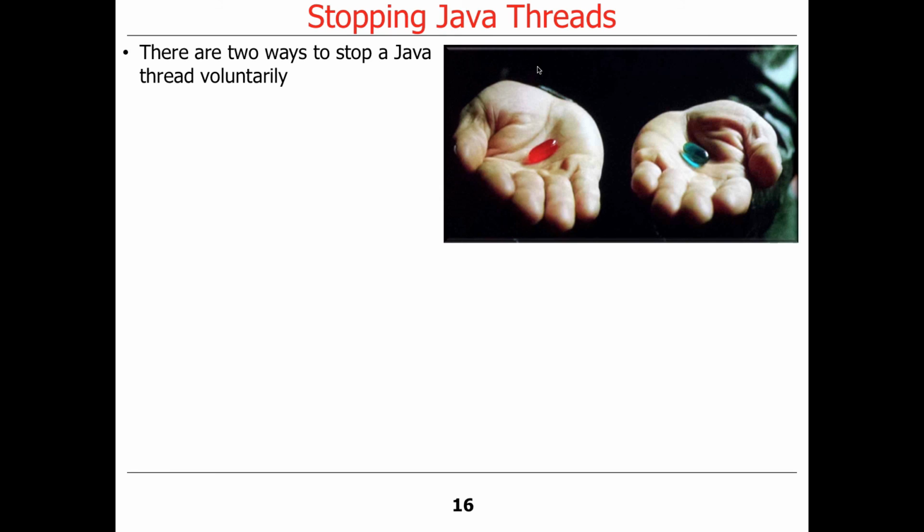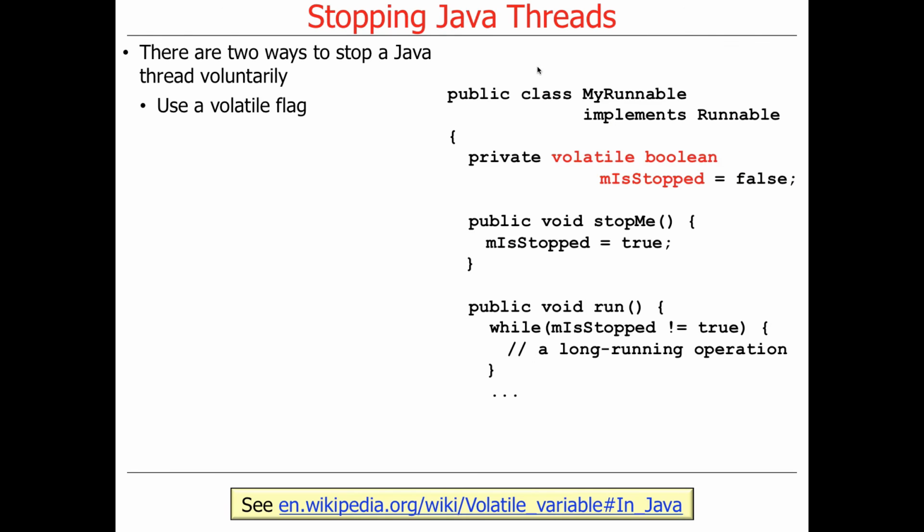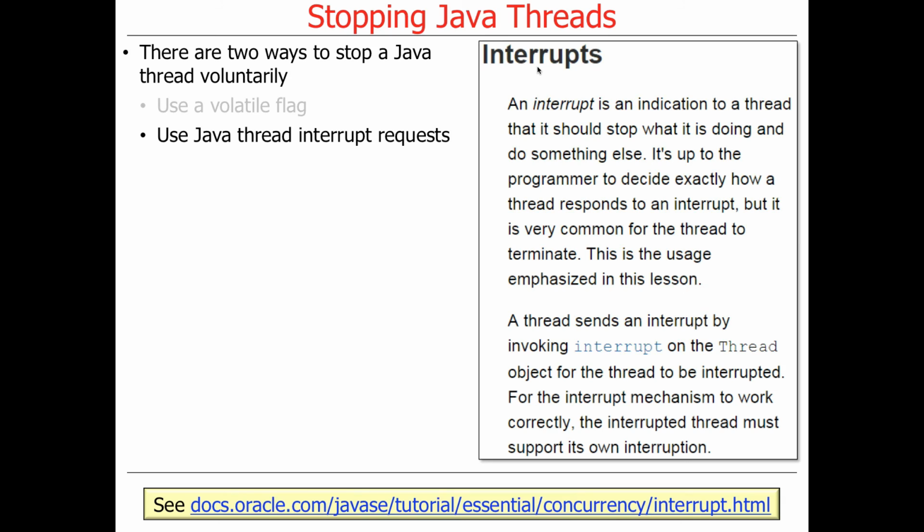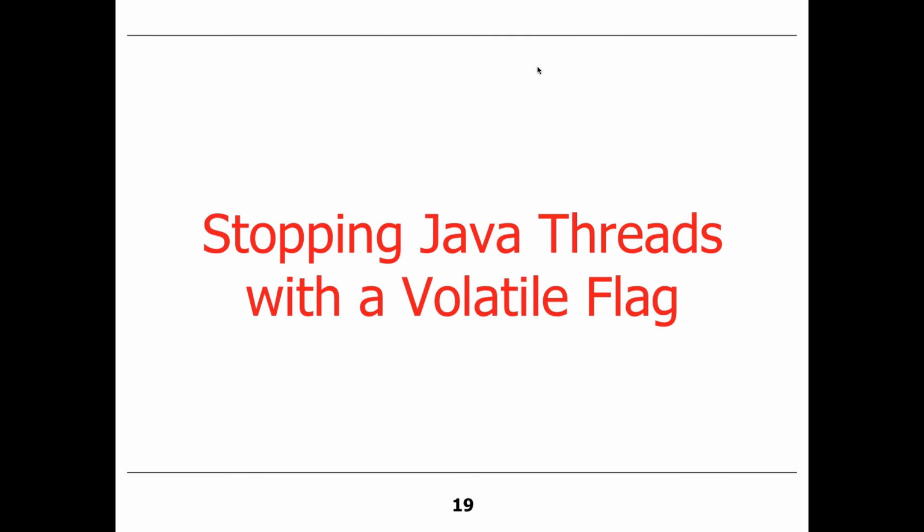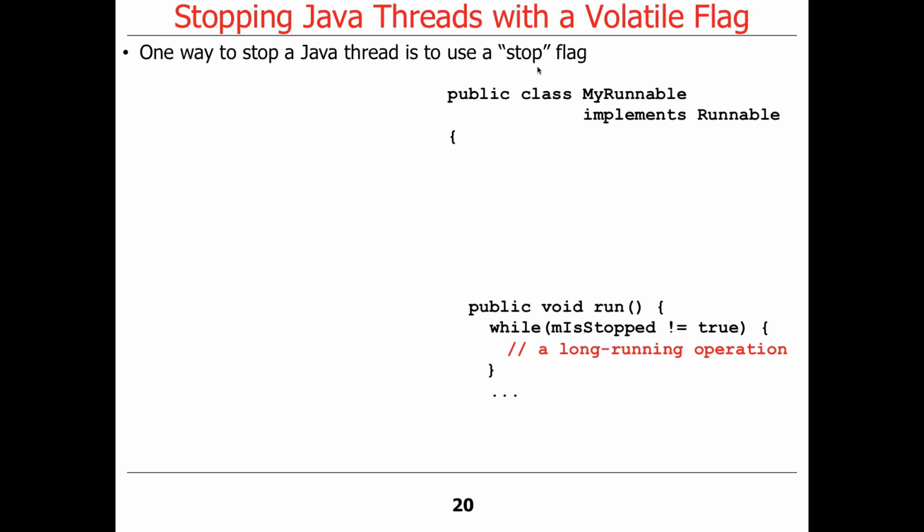There's two different ways to stop a thread voluntarily. One way, which we're going to focus on here, this may spill over till next time, is to use the so-called volatile flag. And we'll see how that works. You just mark something as being volatile, and we've seen that in programming assignments. And the other thing is to use a Java thread interrupt request. And that's another way to do things. And they have pros and cons, of course. So let's talk briefly about stopping Java threads with a volatile flag.